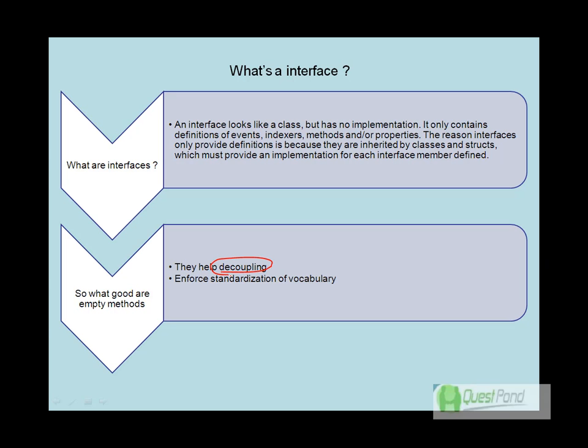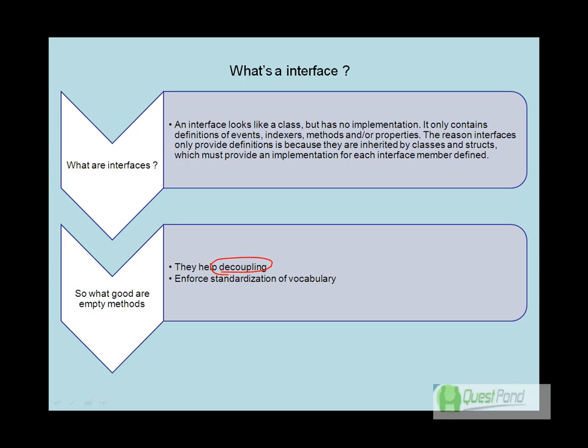A good software design is that design which separates one system from the other system, so that when you make changes to one system, it doesn't affect the other system. So decoupling is a very important concept in terms of designing or in terms of a software architecture design. And interfaces help you to achieve decoupling.